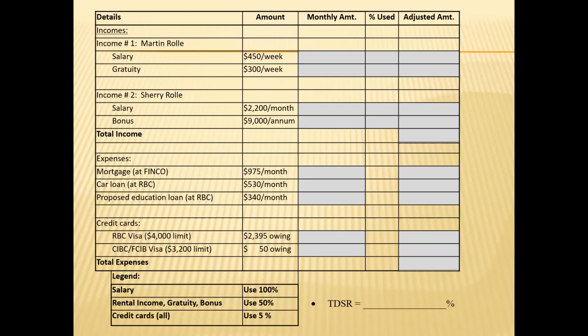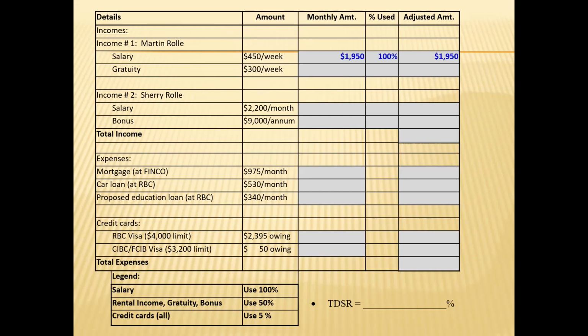So what amount do we get for the salary, for the monthly amount to fill in the first column? 1,950. And what percentage do we use of that? 100%. And that goes also in the adjusted amount column, right? Yes, sir. Okay, great stuff.